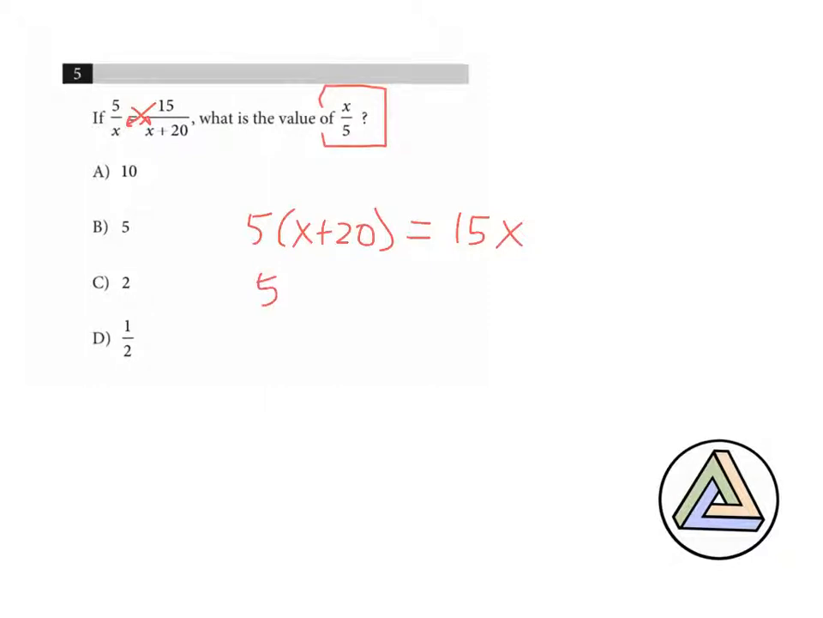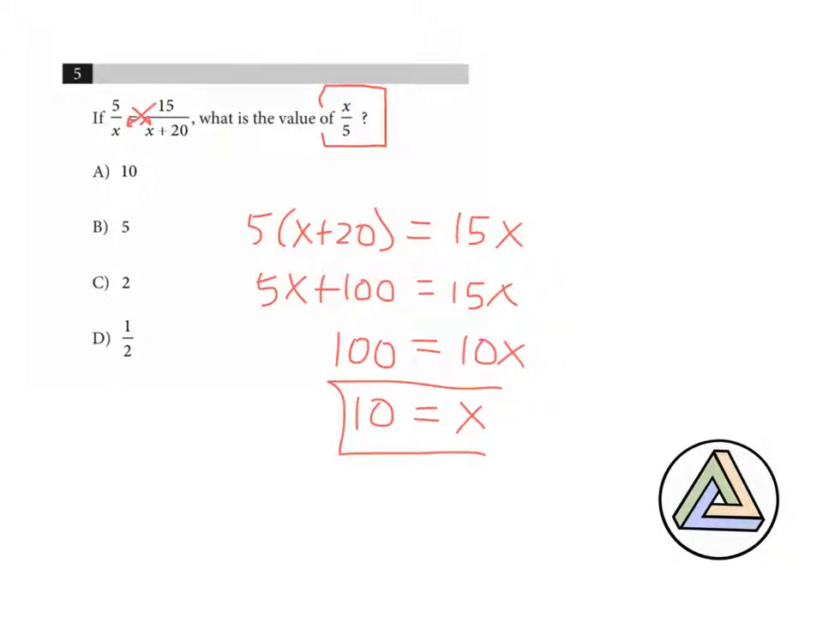Distributing the 5 gives me 5X plus 100 equals 15X. I'm going to subtract 5X from both sides, and that's going to give me 10X equals 100. Dividing both sides by 10 gives me X equals 10. Now, once again, be careful. We want X over 5, so that will be 10 over 5, which is also known as 2. So that is the answer.